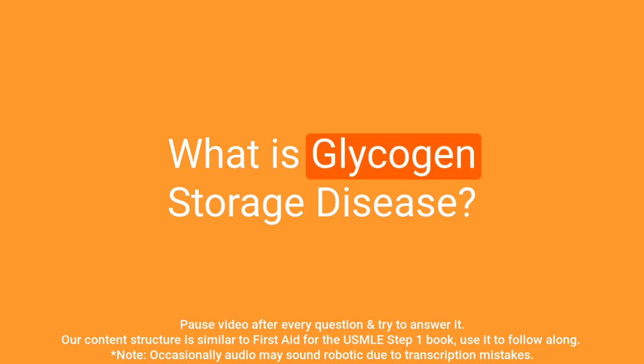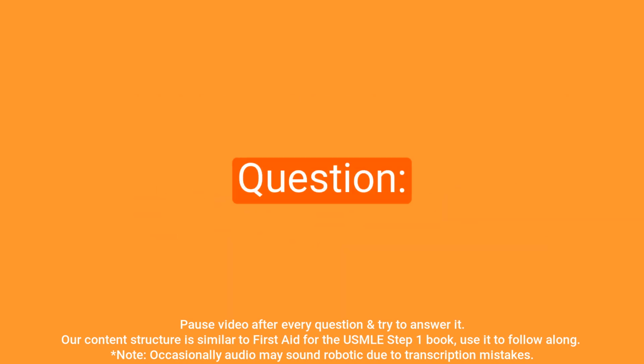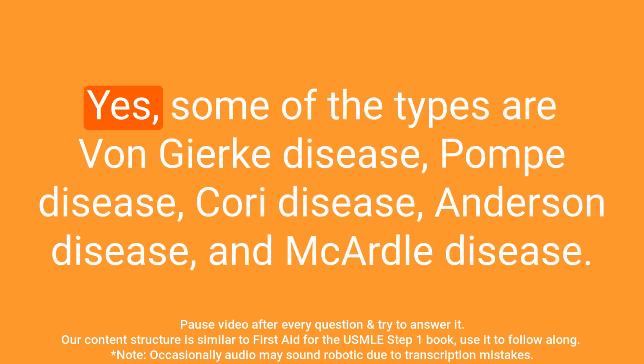Question: What is glycogen storage disease? Answer: Glycogen storage disease is a group of genetic disorders that affect the body's ability to store glycogen. Question: Can you name some of the types of glycogen storage disease? Answer: Yes, some of the types are von Gierke disease, Pompe disease, Cori disease, Anderson disease, and McArdle disease.